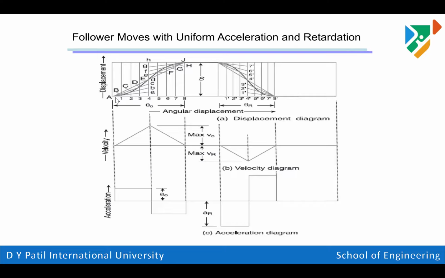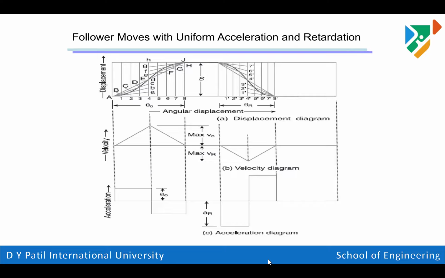We take the first inclined line, first vertical line, second inclined line, second vertical line, third inclined line, third vertical line. So we'll get points A, B, C, D, E. Similarly, we have the fourth inclined line, fourth vertical, fifth inclined line, fifth vertical, sixth inclined line, sixth vertical, and then the last points 7 and 8. By plotting the inclined lines and vertical lines, we get the curve. So we have the first point through the eighth point. By joining all these points, we get a smooth curve that represents the uniform acceleration and retardation part.